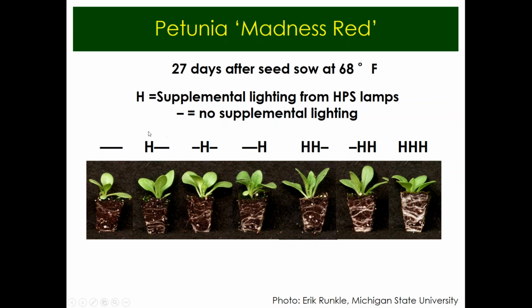What about only providing supplemental light around seed sow, during the middle, or during the last part of plug production? Obviously, as we would expect, providing supplemental lighting once that plug is much larger and has more roots is going to be more beneficial. So again, if you can provide supplemental light during the entire production stage, obviously that's going to be most beneficial. But if you can't, either during the second or last third is going to be beneficial.